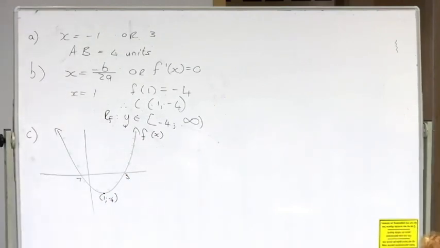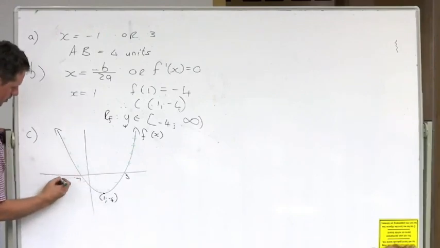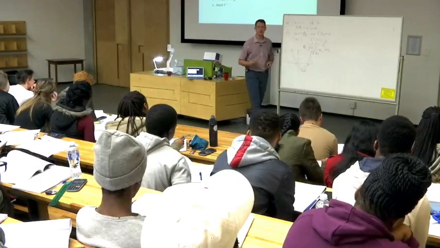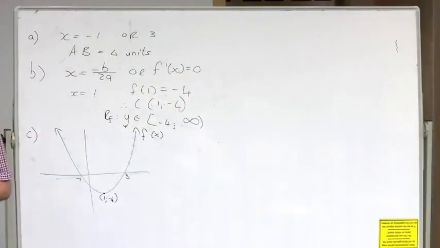So now the question is, where are the y values positive? On this side of -1 and on that side of 3. Well, that's my answer. Those are my two answers. So again, I love interval notation.